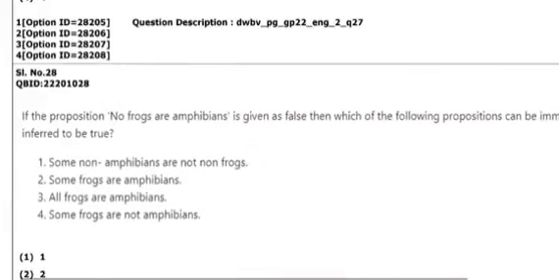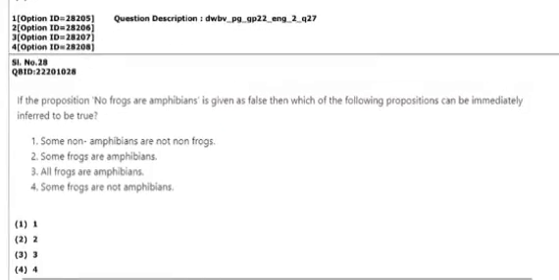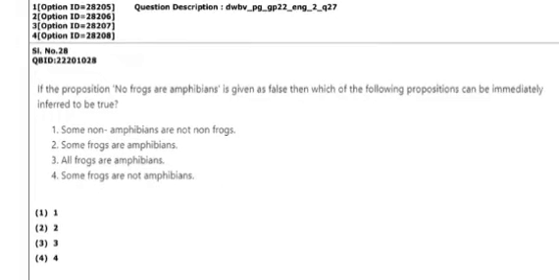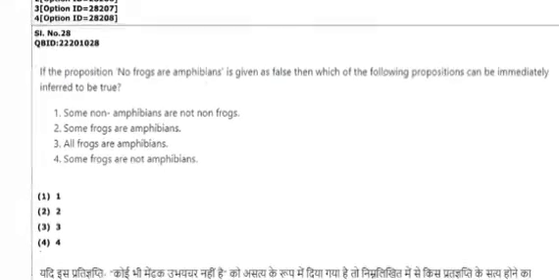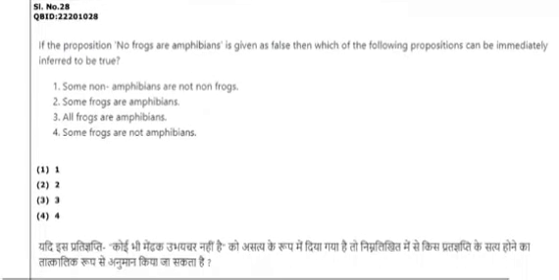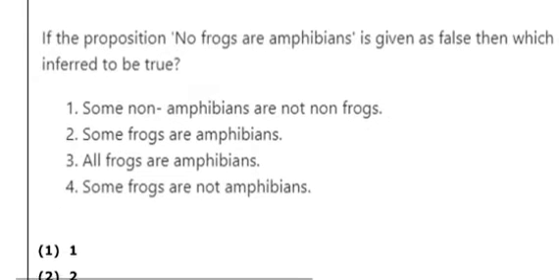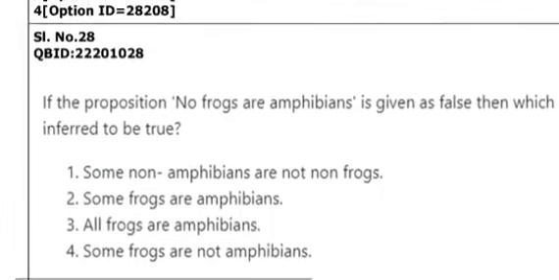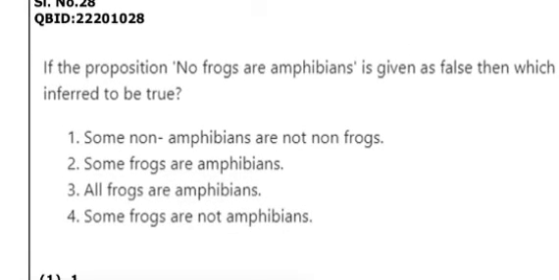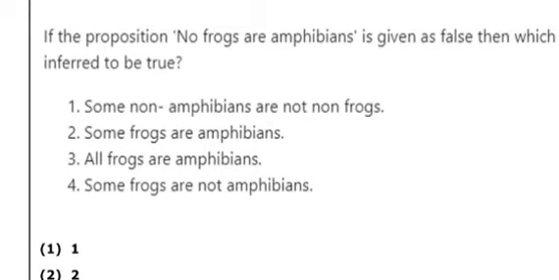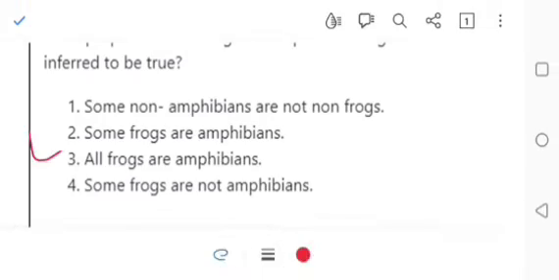Next question, 28. If the proposition no frogs are amphibians is given as false, then which of the following propositions can be immediately inferred to be true? Some non-amphibians are non-frogs, some frogs are amphibians, all frogs are amphibians, some frogs are not amphibians. 28 correct option of this question will be number B, some frogs are amphibians.